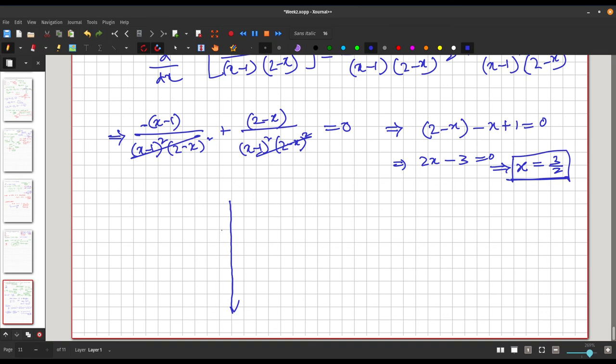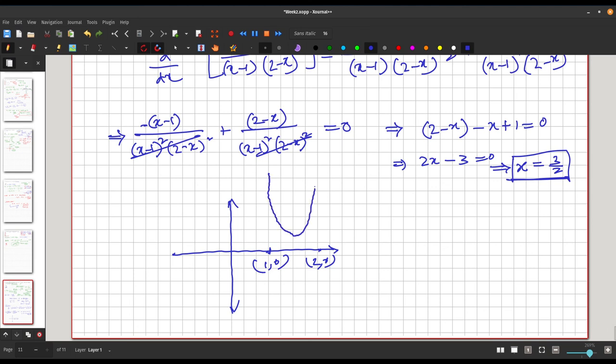So at x equal to 3 by 2, there will be a stationary point, and it is also evident if we draw the function. Let's say this is 1, 0 and this is 2, 0, then at both these points the function will try to blow out, and in the middle there will be a stationary point.